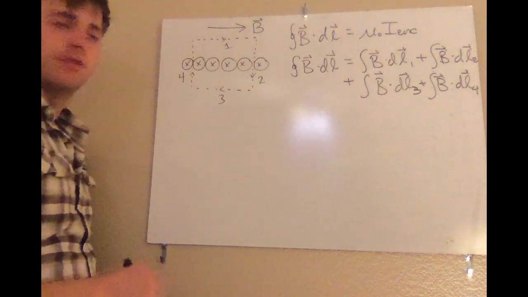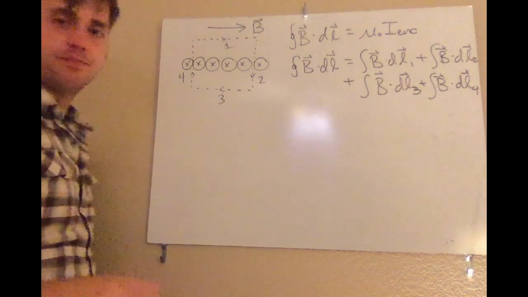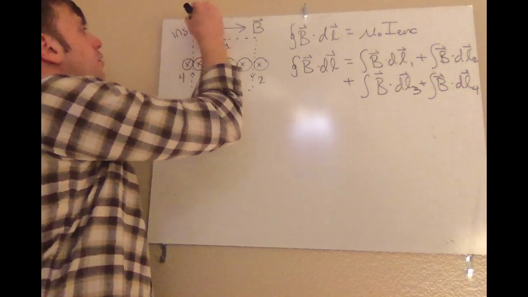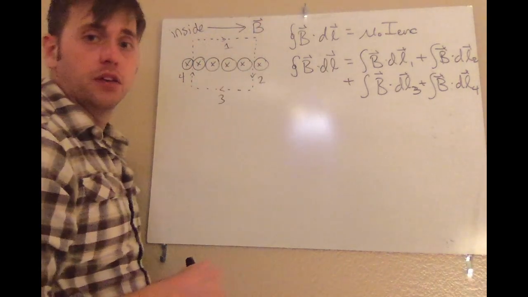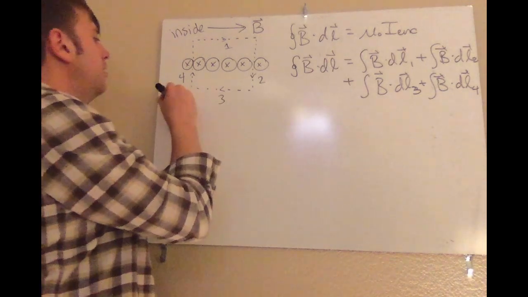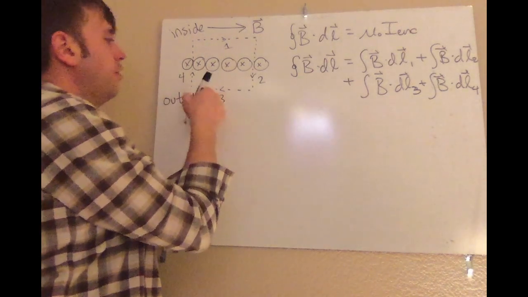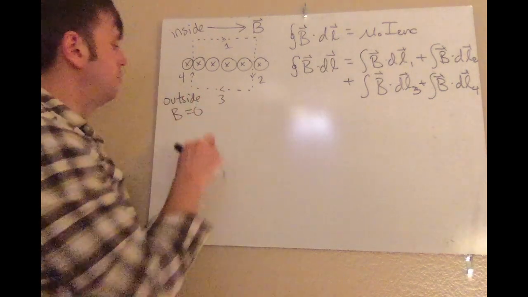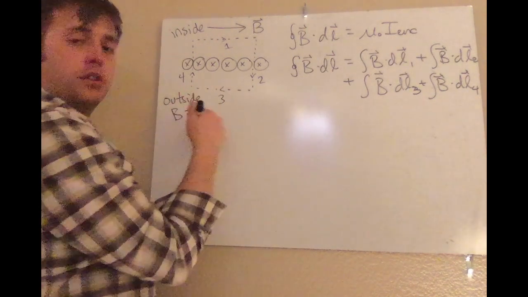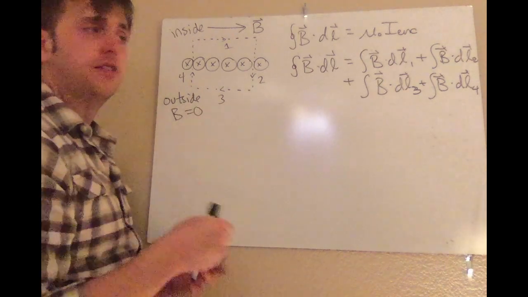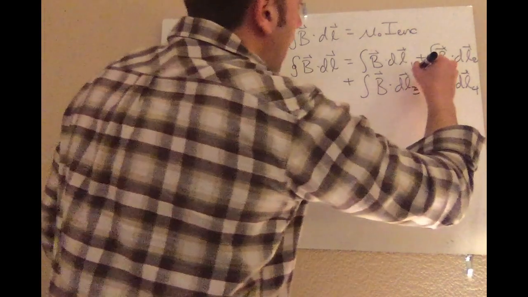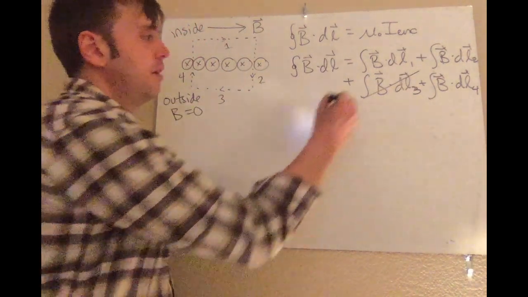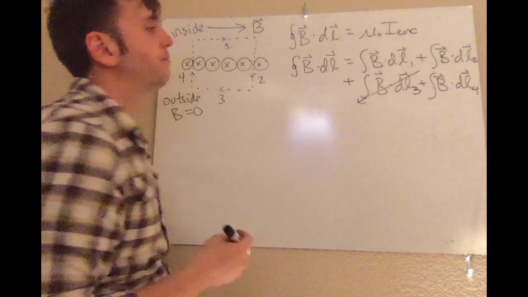How about we start with path number 3. Up here, we're in the solenoid, so there's this B field, and we'd like to know what it is. But outside, where path 3 is, the B field is equal to 0. That's the assumption. If we have an infinitely long solenoid, this B field outside is actually going to 0. So I can cross this out, because if I have no B field, then the integral over that B field is certainly going to be 0.